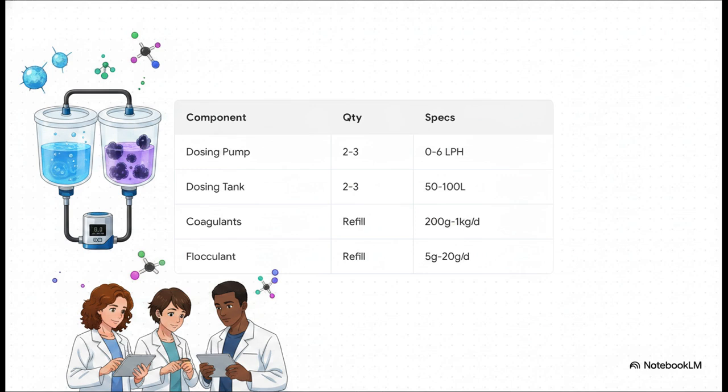Inside those tanks are your chemicals. First, you've got coagulants, like alum or lime, to neutralize the pH and start the clumping process. You only need about 200 grams to 1 kilogram per day. Next, you add a flocculant, like polyelectrolyte, to bind those tiny clumps into much heavier flakes. And for that, you literally only need a microscopic 5 to 20 grams a day. It's precision chemistry scaled down perfectly.